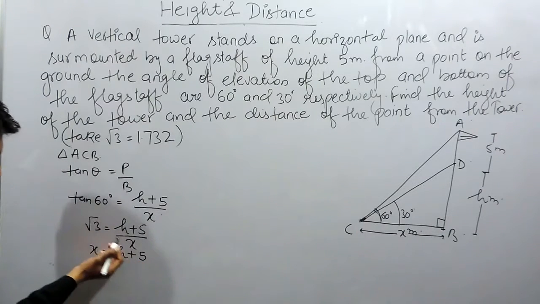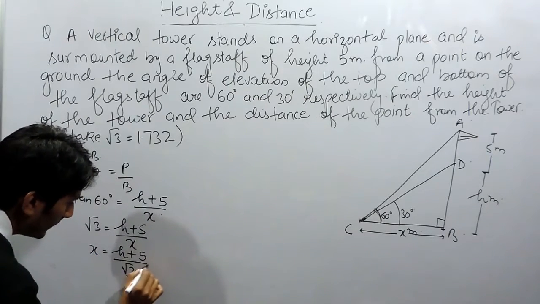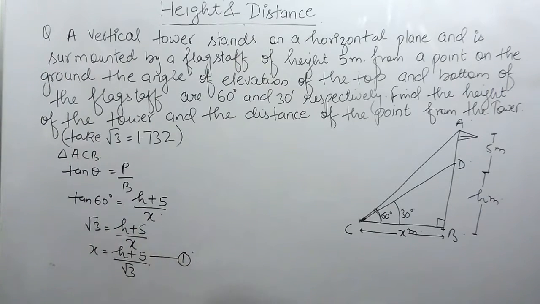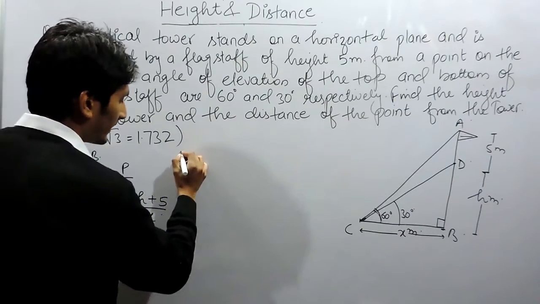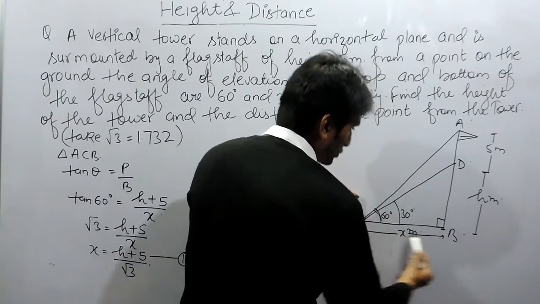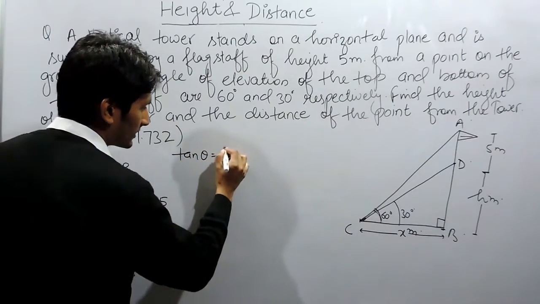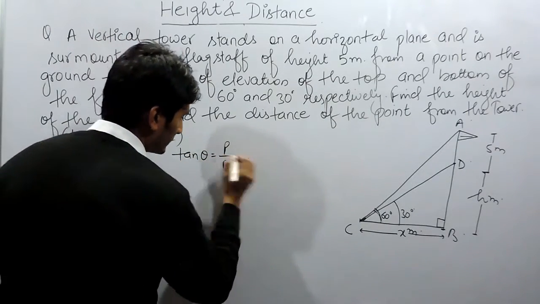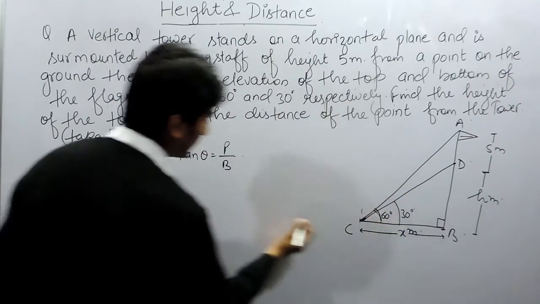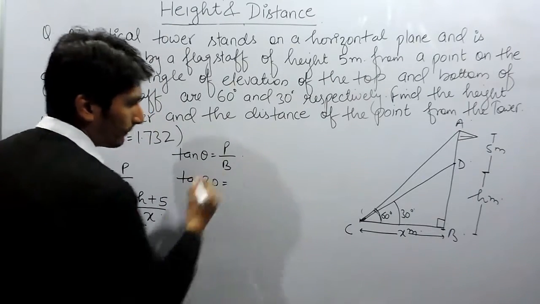I shifted this here, and √3 can be shifted to the denominator. So this is our first equation here. Similarly, in the next triangle, which is this DCB, in this triangle also I have to find the ratio for tan theta, which is again equal to perpendicular upon base, and here in this triangle theta will be equal to 30 degrees, so tan 30 is equal to perpendicular.